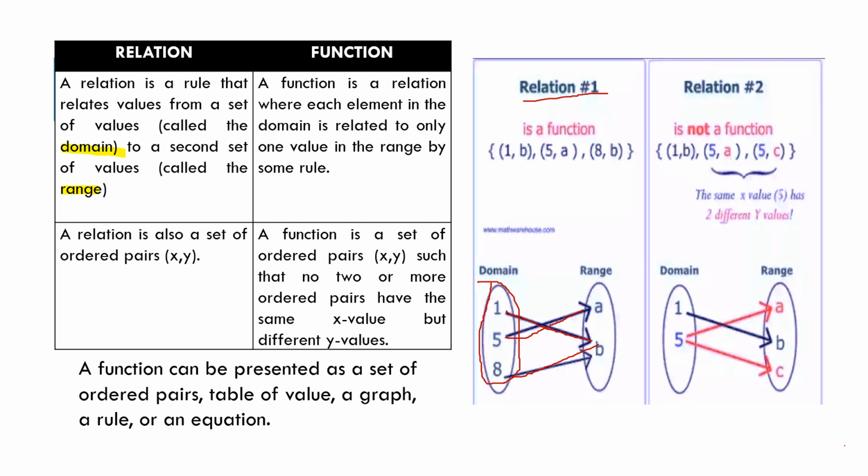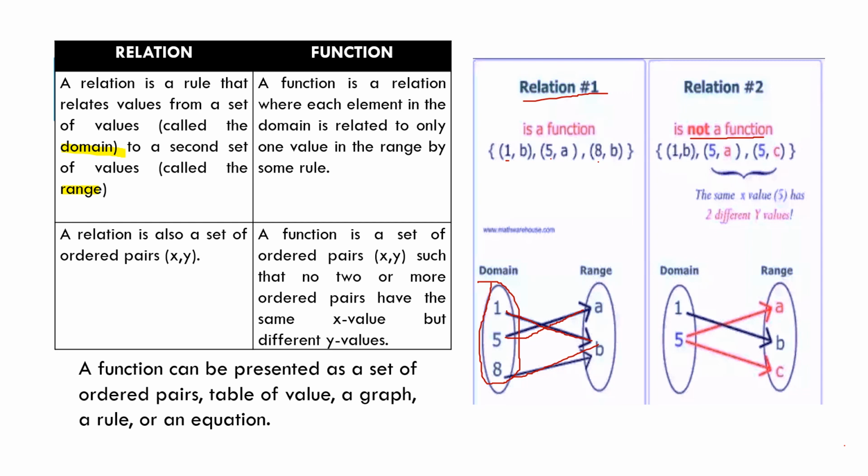Ang ibig sabihin naman ng definition number 2 ng function ay sa isang set ng ordered pairs x, y, dapat once lang uulitin ang value ng x. Sa example dito, ang values ng x ay 1, 5, and 8. At ni isa sa kanila ay hindi inulit. So this is a function. For relation number 2, it is not a function.